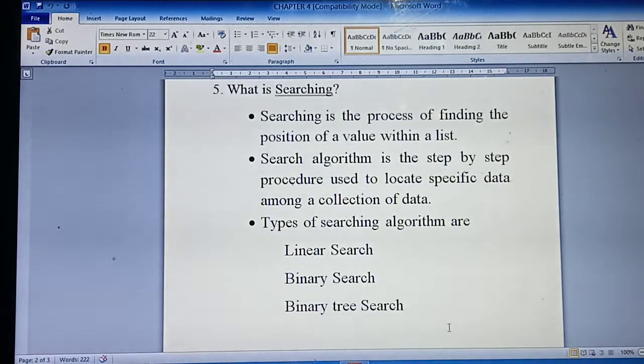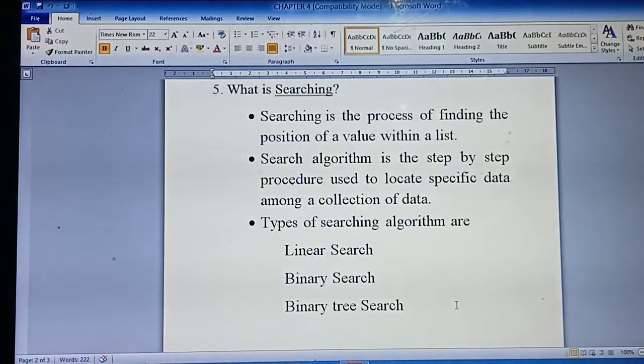Write fast, students. So searching is the process of finding position of value within a list. Search algorithm is a step-by-step procedure used to locate specific data among collection of data. So types of searching algorithm are linear search, binary search and binary tree search. Okay. Completed?